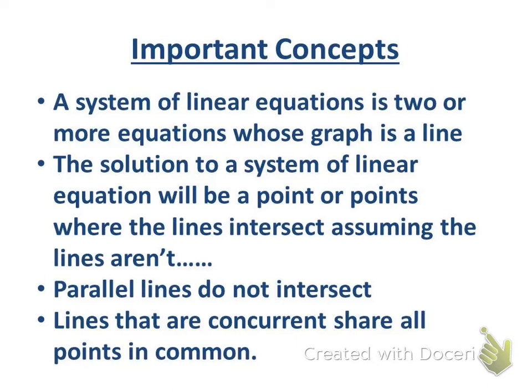The second point here gives us some very important information. If we're going to solve it, we need to know what we're looking for. We need to know what the solution is. The solution to a system of linear equations will be a point or points where the lines intersect. So we're looking for the intersection point of the two or more linear equations. Now, in this class, we're only going to be doing two equation systems. We're not going to have multi-equation systems. Just two equations and two variables.